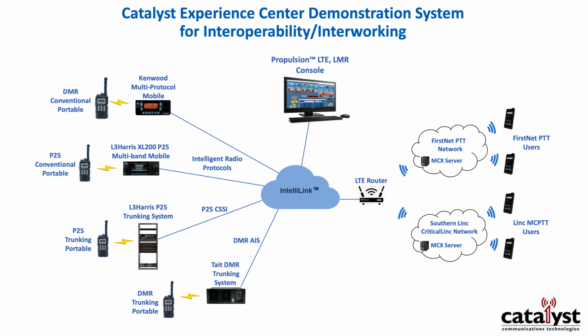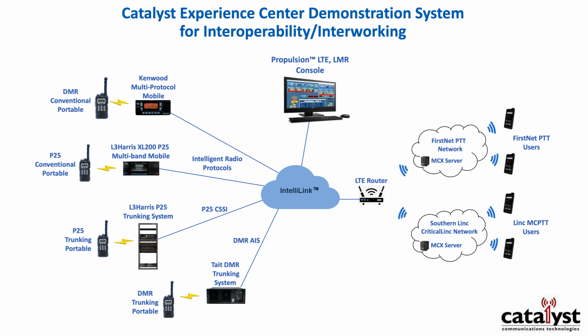Third is the connection to a P25 trunking system using a wireline interface. That interface is the P25 standard called the console subsystem interface. In this case, we'll be demonstrating with an L3 Harris P25 trunking system. The bottom system is also trunking using the digital mobile radio standard. In this case, we are using a Tait system and connecting to it using the wireline applications interface standard.